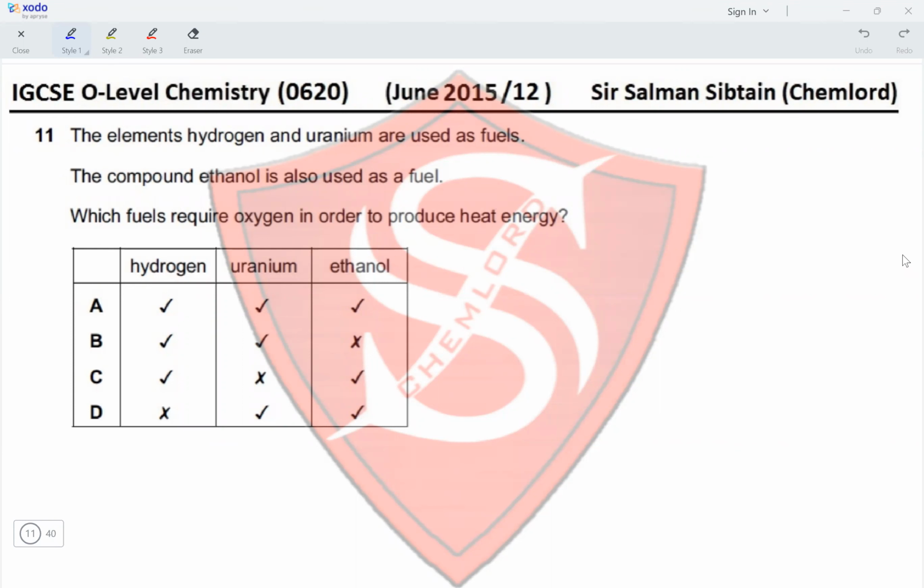The elements hydrogen and uranium are used as fuels. The compound ethanol is also used as a fuel. Which fuels require oxygen in order to produce heat energy? So basically, which of them undergo combustion?